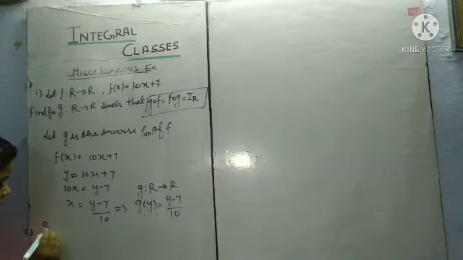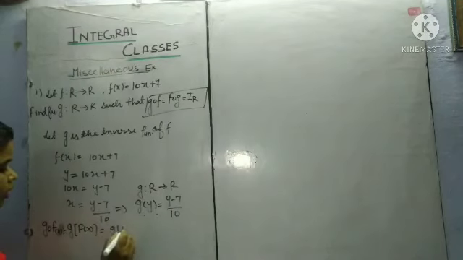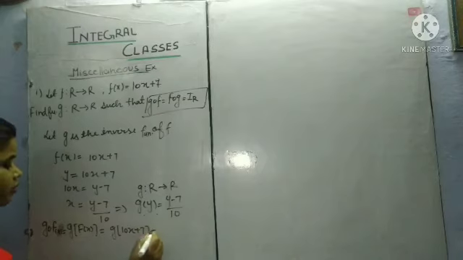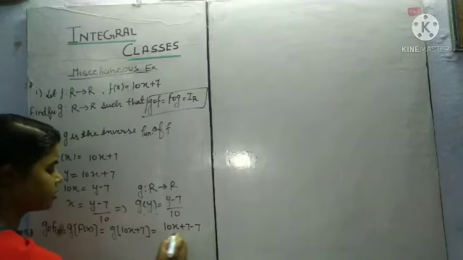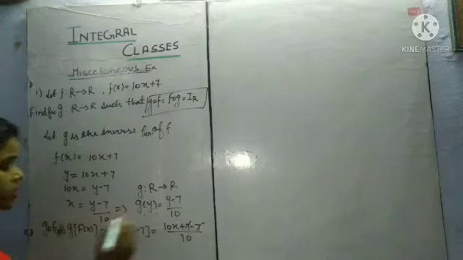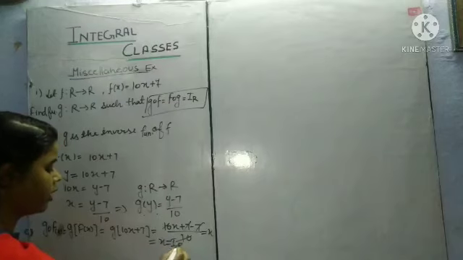First we will find g of f. So g of f(x). Now what is the value of f(x)? 10x plus 7. Now we will replace y by 10x plus 7 in this function. Then we will get (10x plus 7 minus 7) upon 10. These are cancelled and 10 is also cancelled. So we will get x, which is equal to IR.